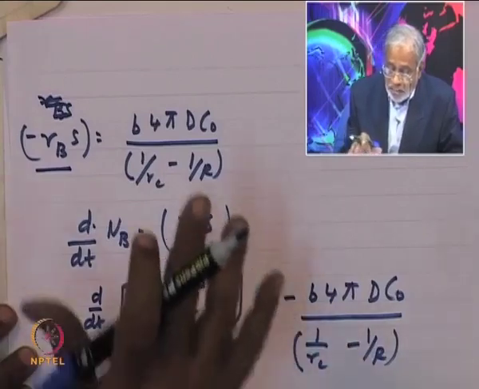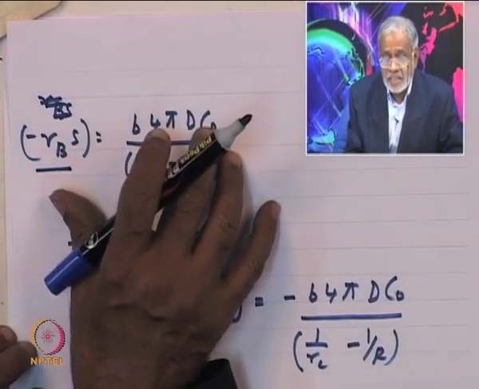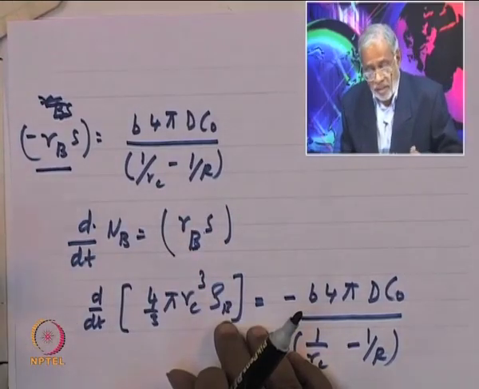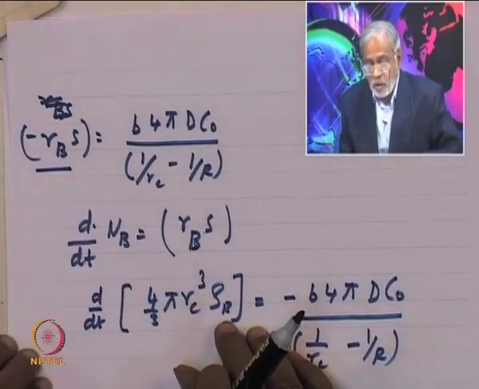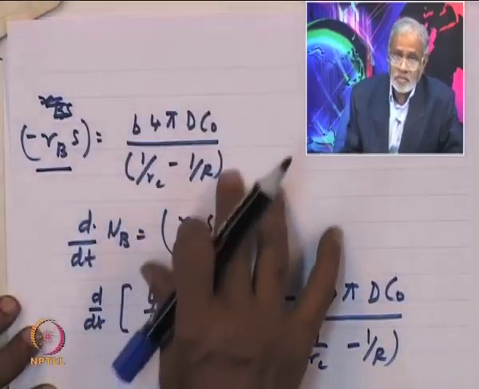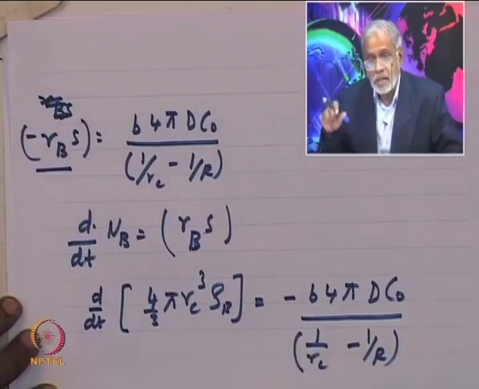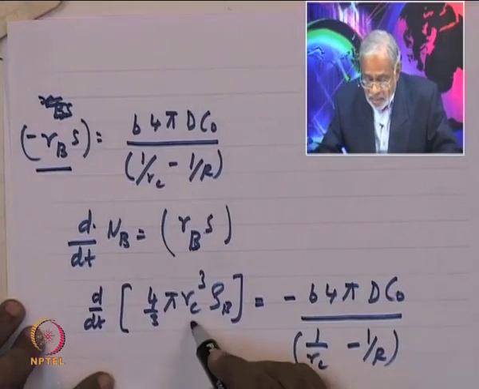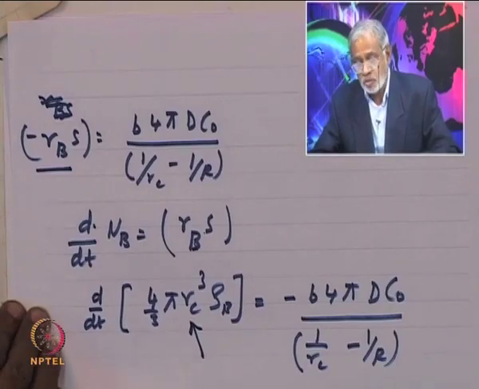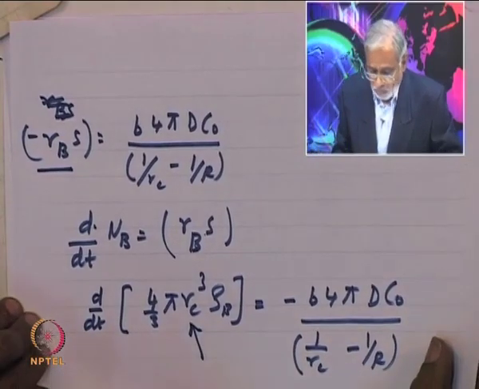Now, this is the rate at which the chemical reaction occurs, and therefore we can look at the material balance for the solid, which is d by dt of n_B equal to r_B times S. Therefore, we have replaced r_B S in terms of what we have derived, and then we have an equation which tells us how the unreacted core changes with time. So, this is how we have simplified the problem.